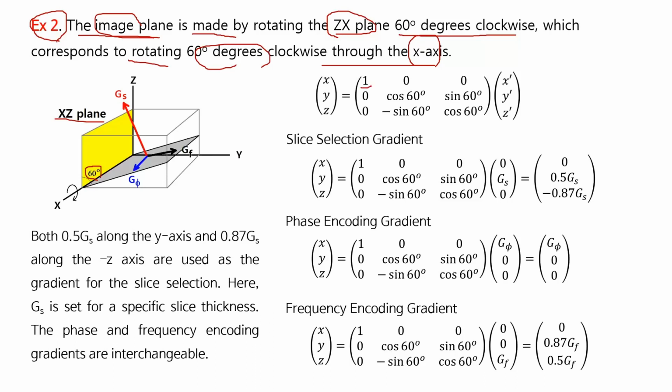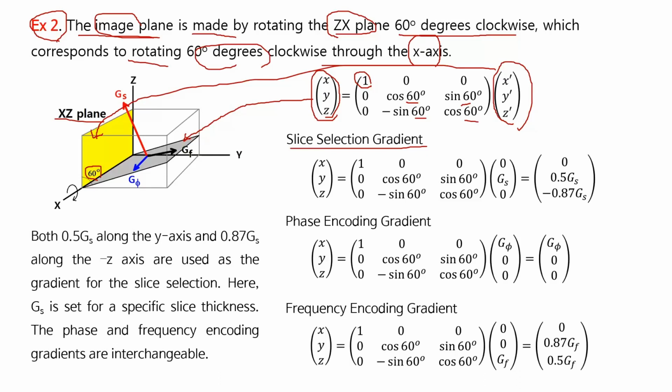So we have this matrix for 60 degrees here, and x prime, y prime, z prime correspond to the old system, that's the yellow plane, and the new system is the gray plane. Okay. So the slice selection gradient can be obtained like this, and the phase encoding and frequency encoding gradients are obtained as this one. Okay.